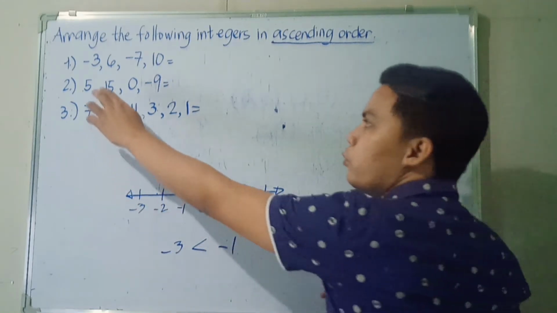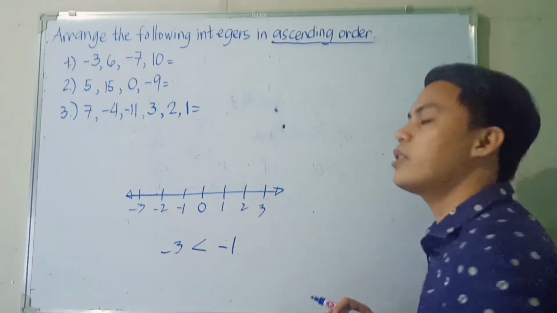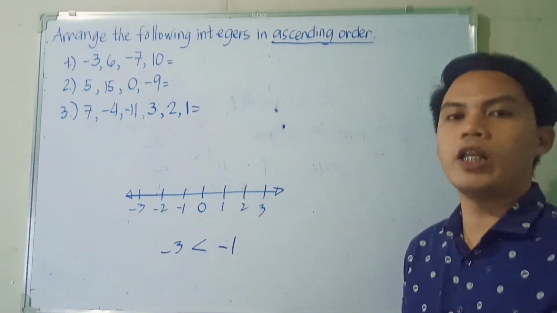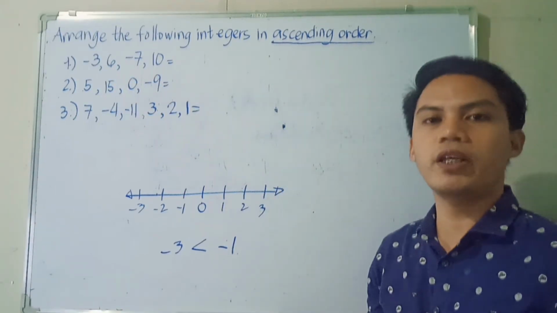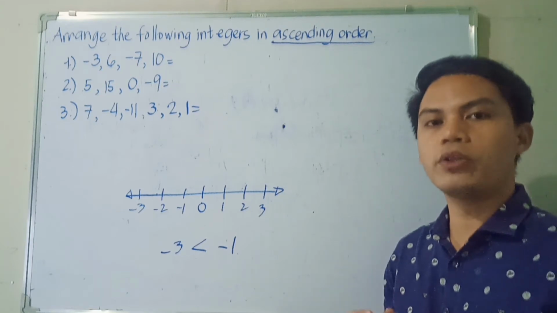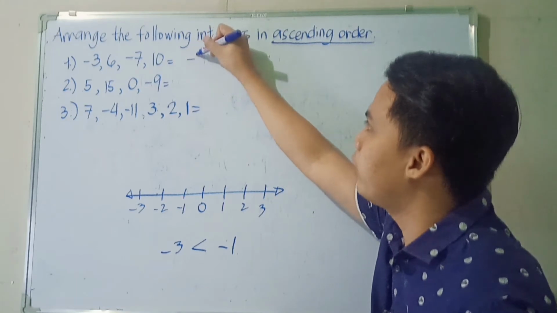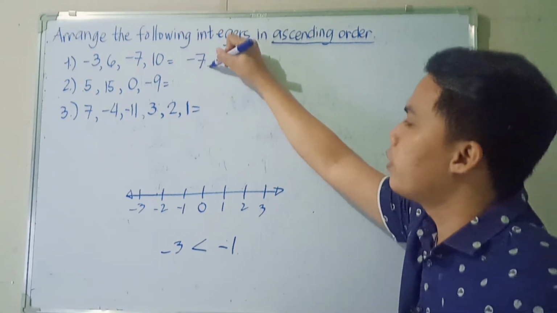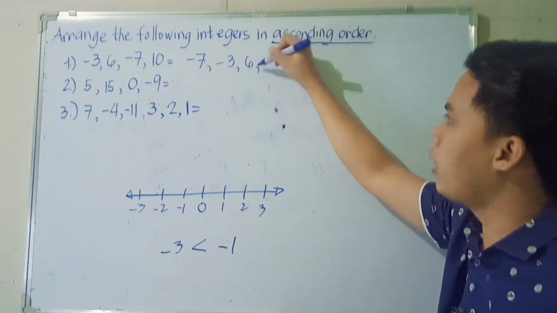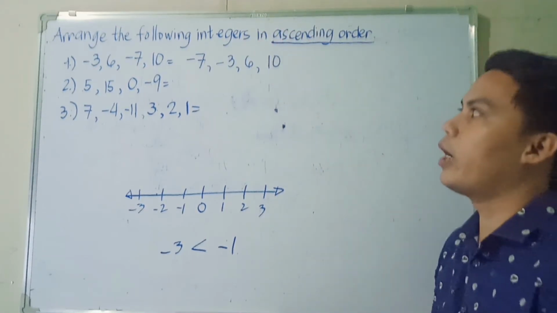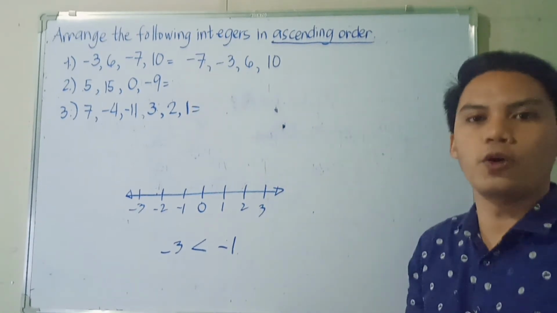So we have here two negative integers. So gaya ng sabi ko kanina, kung mas malapit siya sa 0, ibig sabihin mas malaki yung value niya. So if we're going to compare negative 3 and negative 7, negative 3 is closer to 0 as compared to negative 7. So yung pinakamaliit na numerical value dito would be negative 7. So it would be followed by negative 3. Then we have 6. And of course, yung may pinakamalaking value, we have positive 10. So ito na yung pagkaka-arrange niya in ascending order.